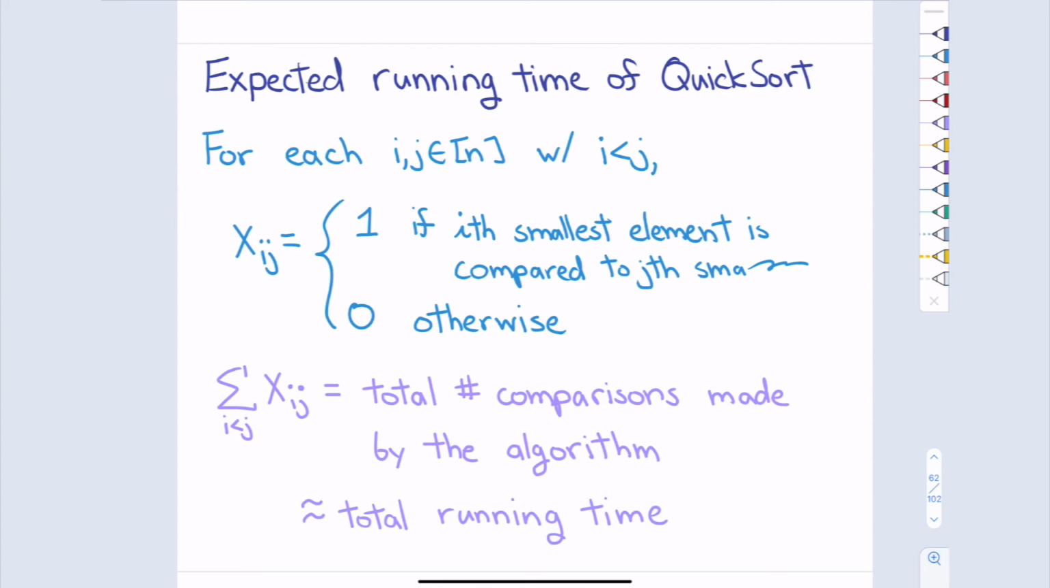Okay. So here's how we're going to set it up. We're only going to count the number of comparisons between elements, right? Because the number of total comparisons is roughly the running time. And we're just going to make a random variable to indicate if a pair got compared or not. Okay, so x_ij is equal to 1 if the ith smallest element is compared to the jth smallest, otherwise equal to 0. Okay, so the sum of x_ij is the total number of comparisons, that's our running time.